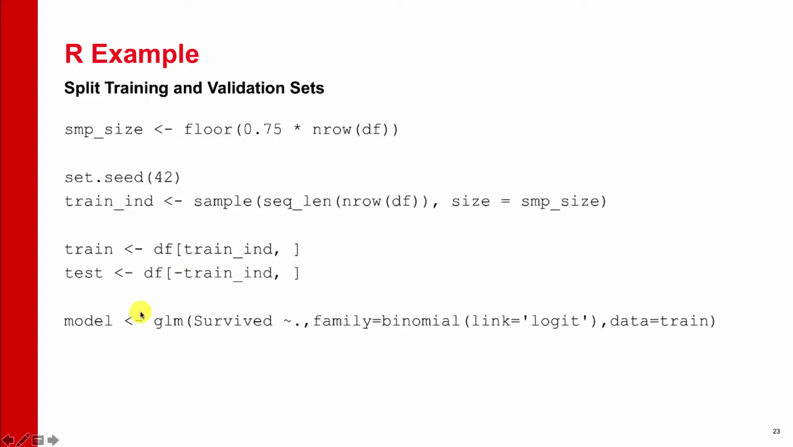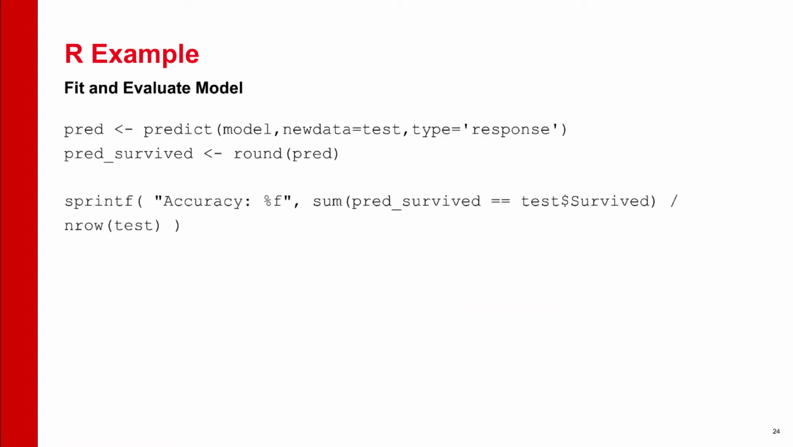We create the GLM, family is binomial, and the link is the logistic. So this is essentially creating the model, the GLM, and we specify what type of GLM we want, rather than just saying logistic regression, like we do in other languages. We fit and evaluate the model. I get the predictions. I want the response, and I am going to round these. So anything that is 0.5 and above would be survived, below 0.5 would be perished. And then I print out the accuracy.